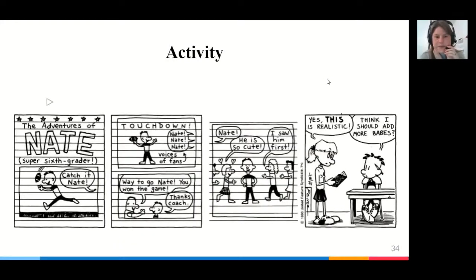Next activity. This is from Nate. What's the figure of speech? The Adventures of Nate, Super 6th Grader. This comic strip is from 1991. It's 30 years old now, yes?